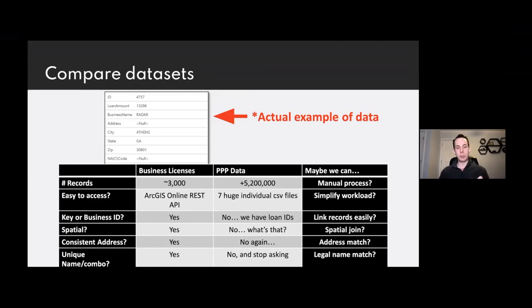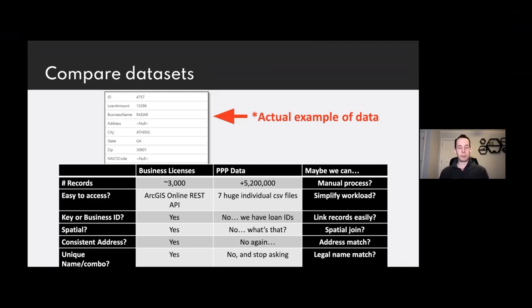So we started going down the list of how are we going to slice this thing? How are we going to eat this elephant, basically? And so the next thing we thought is, okay, well, let's simplify our workload and figure out how to download only the records we need. Well, that's not possible because the PPP data is basically 7 huge CSV files. So then we thought, all right, well, if we have to download the whole thing, I'm sure they have some kind of unique identifier in there. Well, no, not really. They have loan IDs, which mean nothing to us. They probably mean a lot to the banks that issue the loans, but yeah, not so helpful.